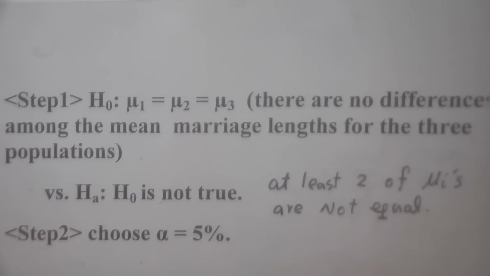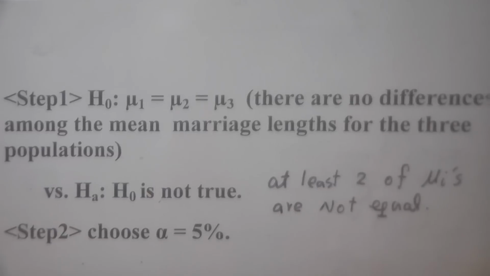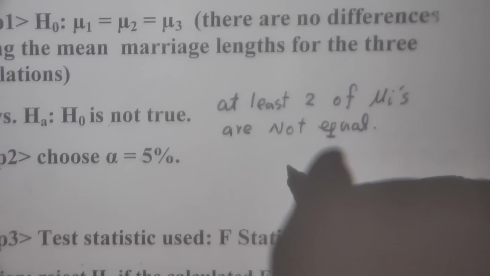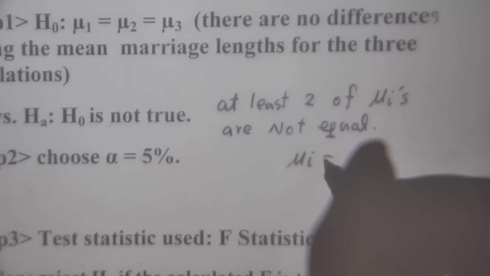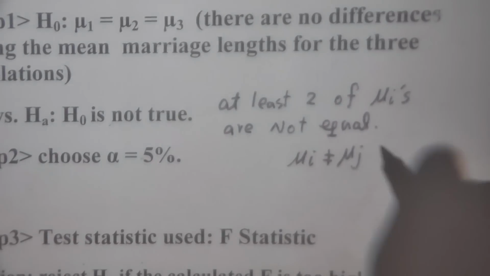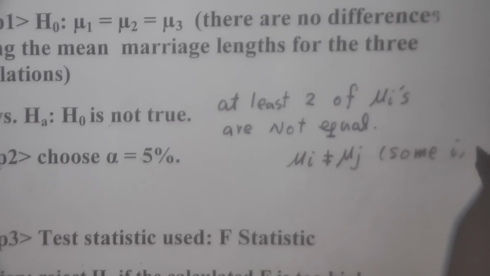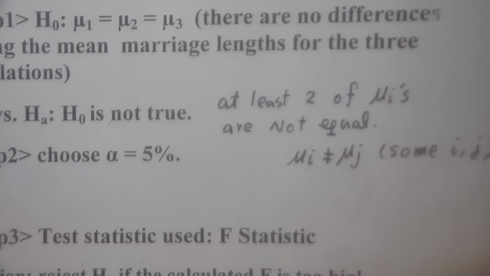That means I can at least find a pair of mu i and mu j, okay? That mu i is not equal to mu j. I can find mu i not equal to mu j for some i and j, okay? At least 2 of mu i's are not equal. That is a negation of H0, okay? And we choose alpha equal to 5%.